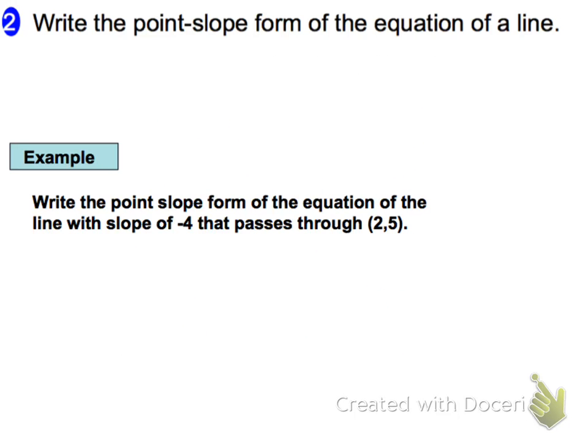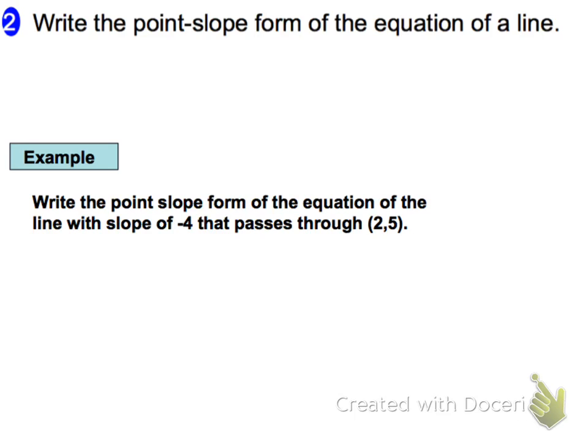So moving forward, I would like to talk about point-slope form, and this is something that might be new to you. Normally up until now we've always used slope-intercept form, and that gives us the slope and the y-intercept. Point-slope form gives you the slope and a point.